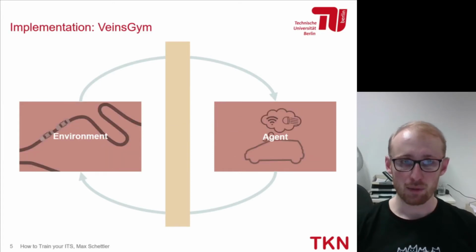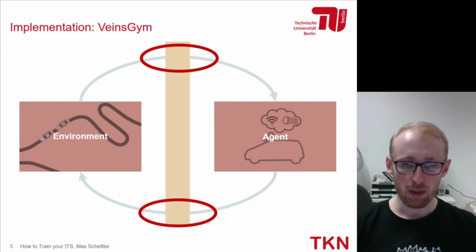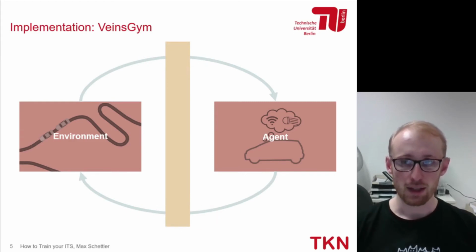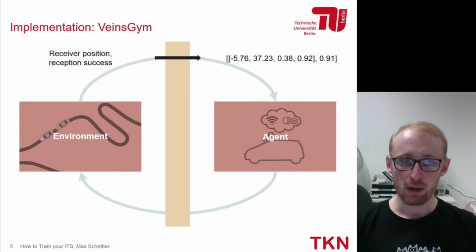And this is what we implemented in our paper. We implemented VeinsGym, which is based on the popular OpenAI Gym concept. And for input and for output, we do some translation here. For input, this means that we consider the receiver position and the reception success as observation and reward.